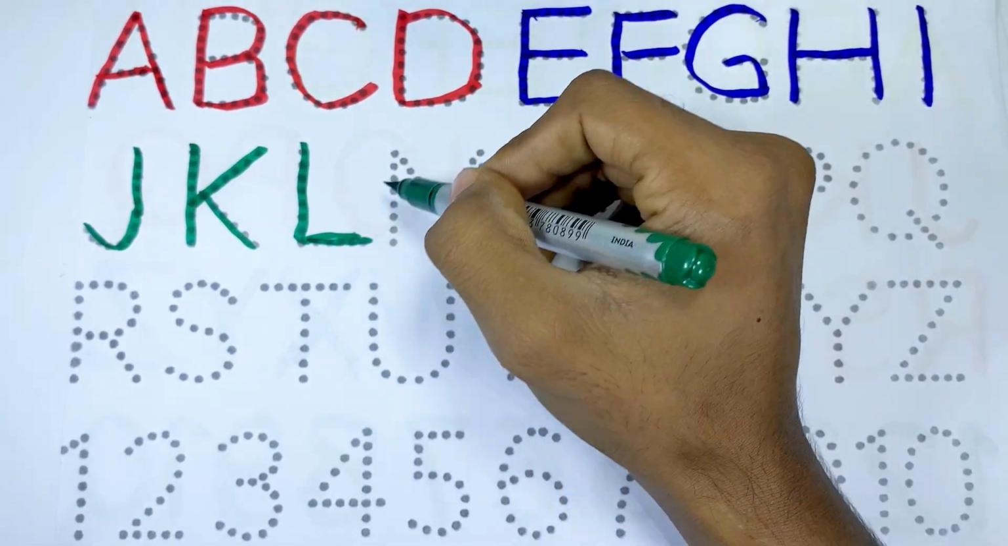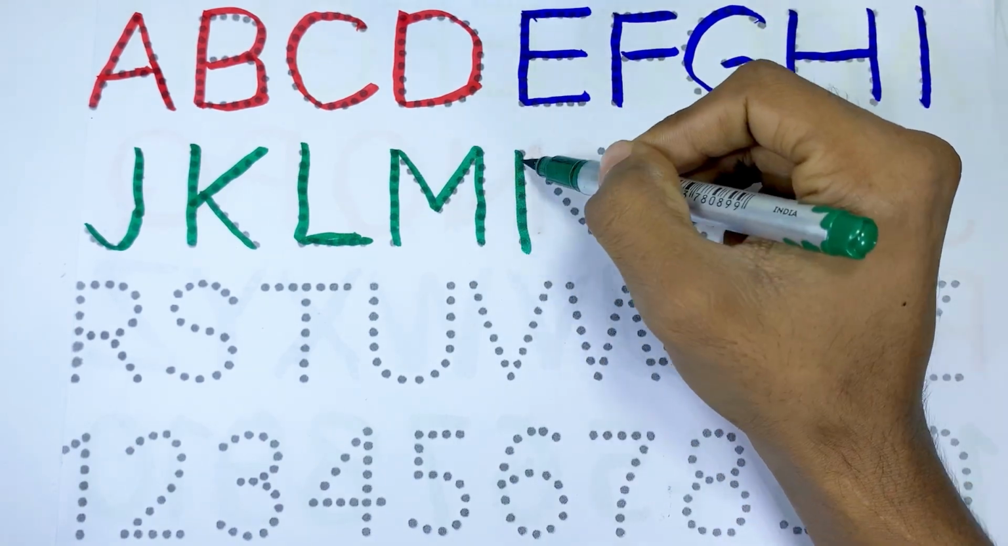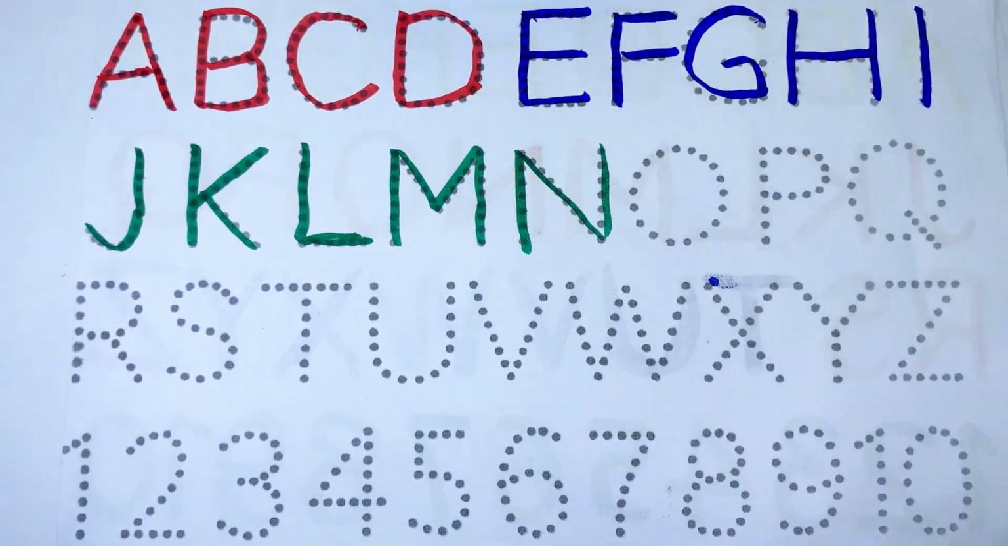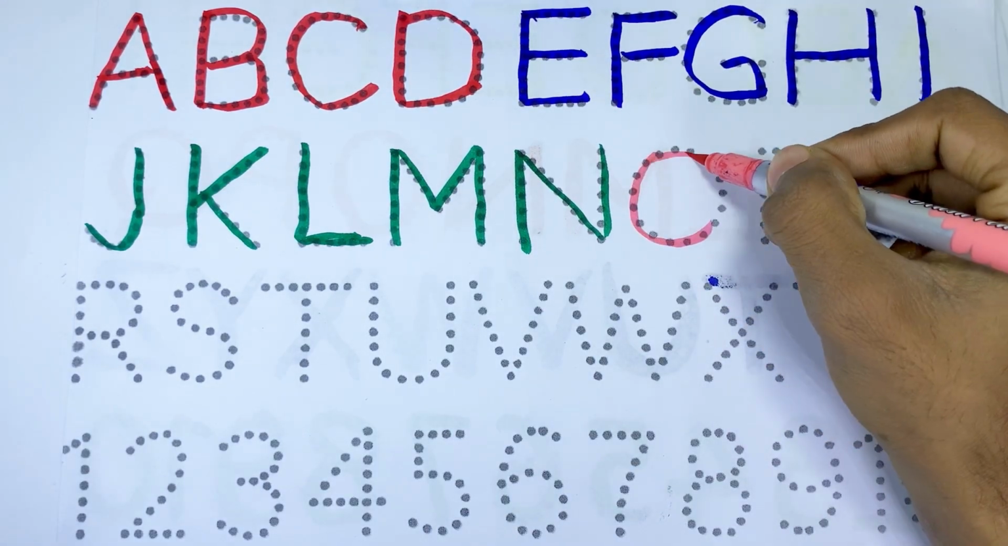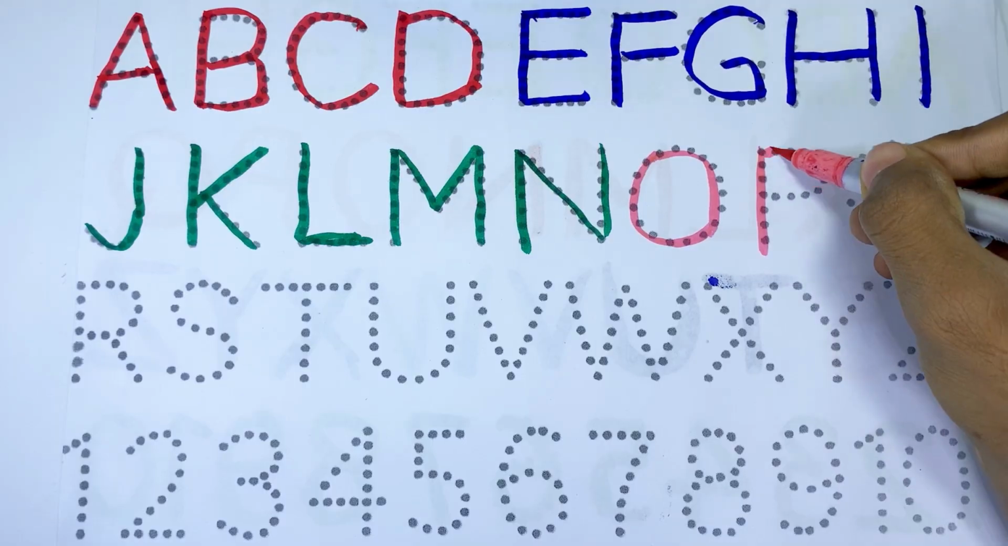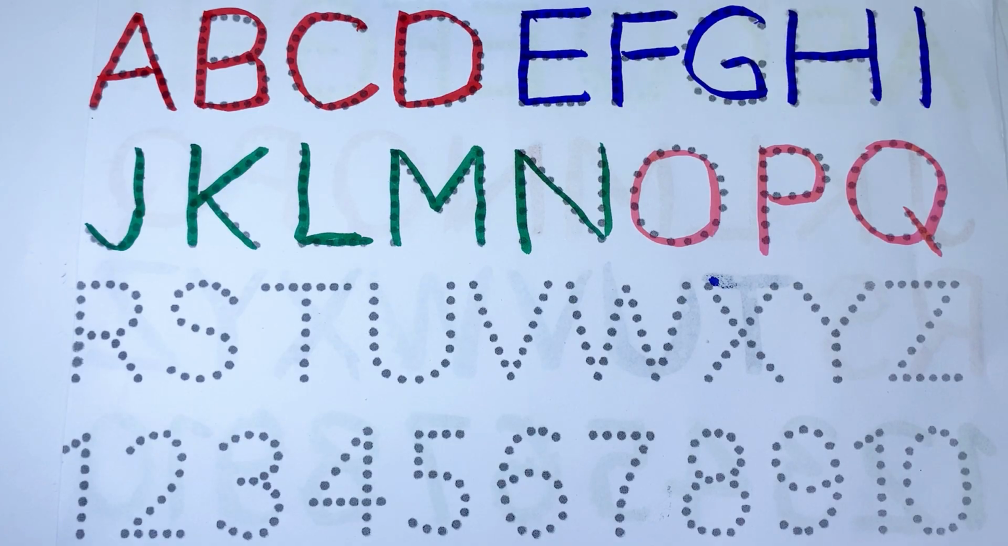L for lion. M for moon. And N for nose. Okay, so now you draw O. O for octopus. P for parrot. Q for queen. Okay, so now you draw R.